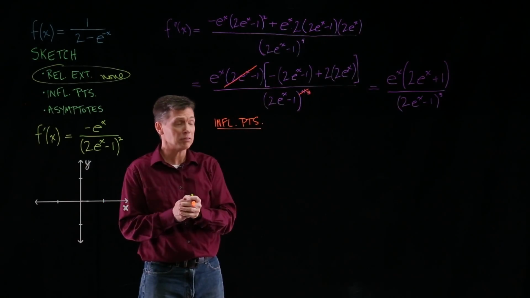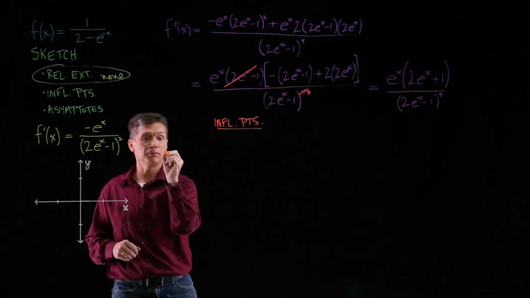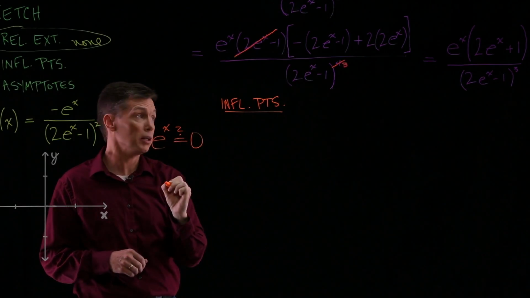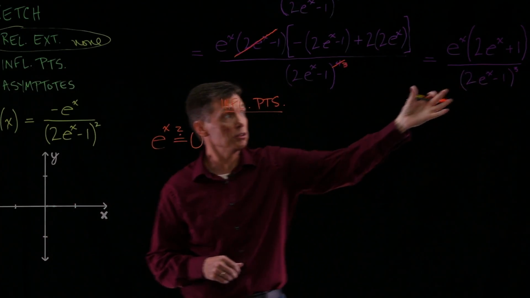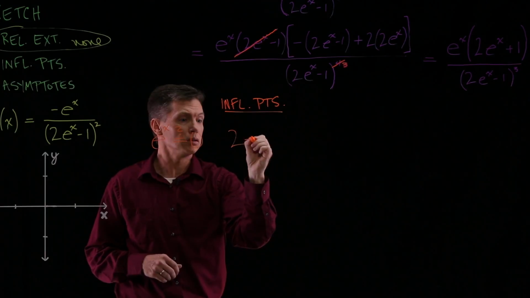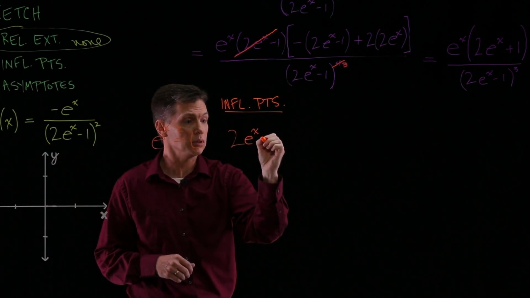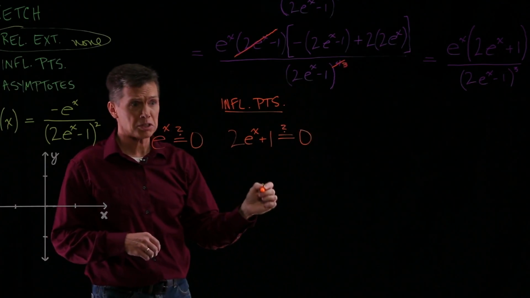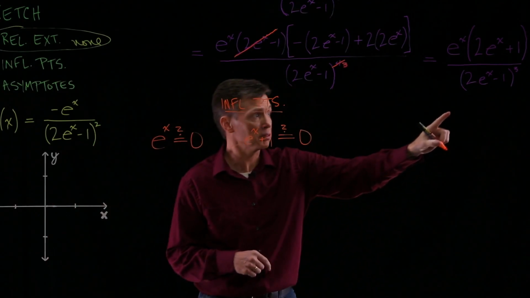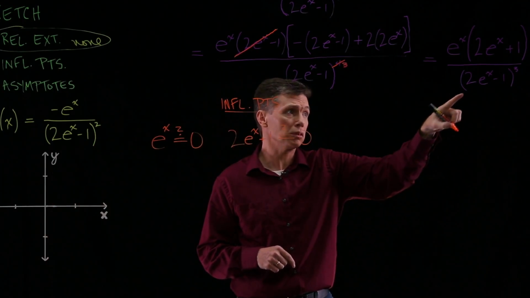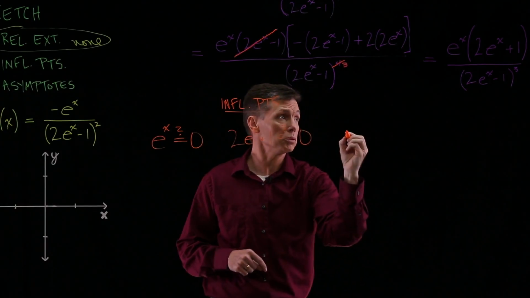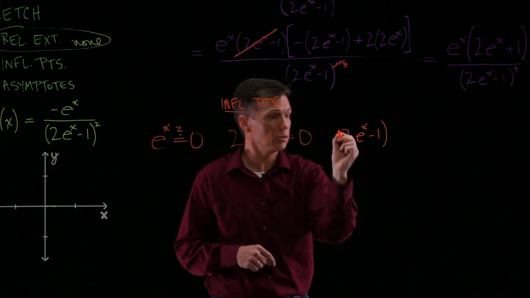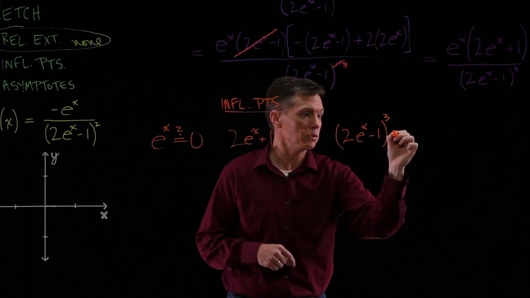So the algebra I have to set up for myself here is looking at that numerator, e to the x. Where does that equal 0? The second factor in the numerator, 2e to the x plus 1. Where does that equal 0? And as I mentioned, type 2 inflection points, that's where the second derivative doesn't exist. So I also have one more consideration. Where does this denominator equal 0? So we have 2e to the x minus 1 to the 3 power. And where does that equal 0?